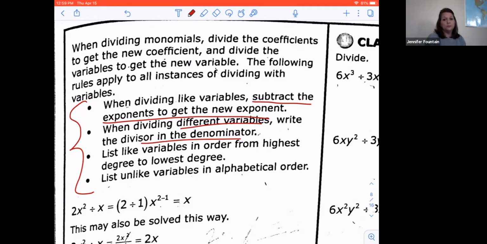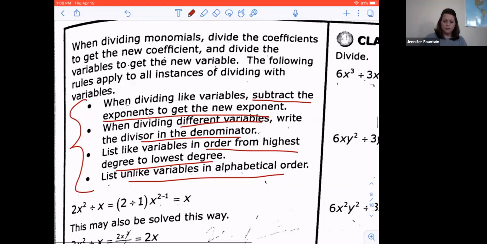When I'm simplifying numbers and variables, it is easier to look at it as a fraction. It's easier to simplify that way. So that's going to be what we're doing. We'll be looking at them in the form of a fraction. List the variables in order from highest degree to lowest. So still, if I had x squared, I'm going to put that before x, and all of my variables go before my constant numbers. And then it just says list unlike variables in alphabetical order.